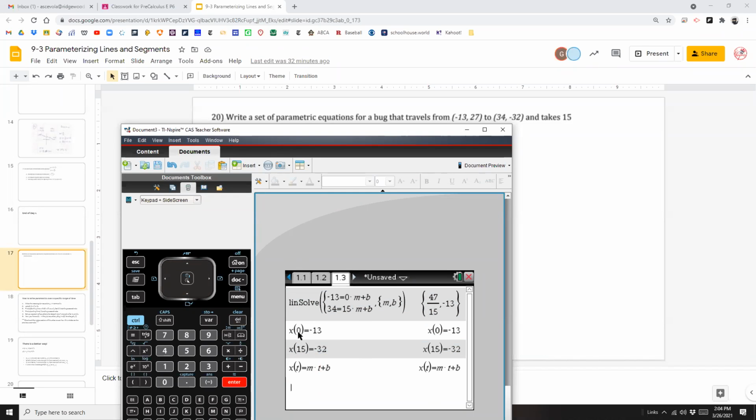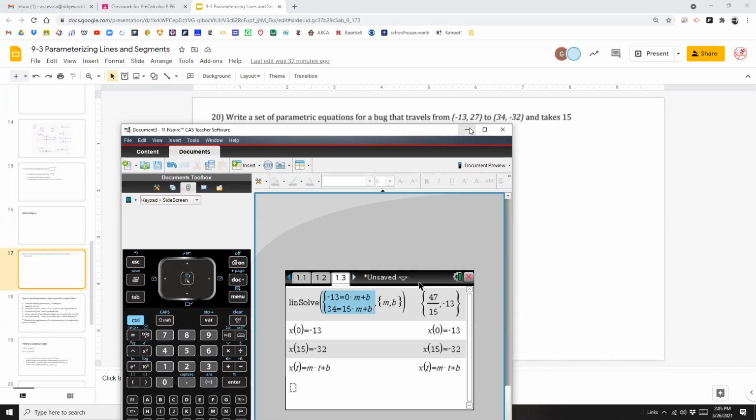So if you plug in 0 for t and then negative 13 for x of t, you get one equation, but with two variables, m and b. And then you plug in 15 for t, and then negative 32 for x of t. Then you also have two unknowns, m and b. So then that's why we did that up here. We saw the system and found what values for m and b would make that work.